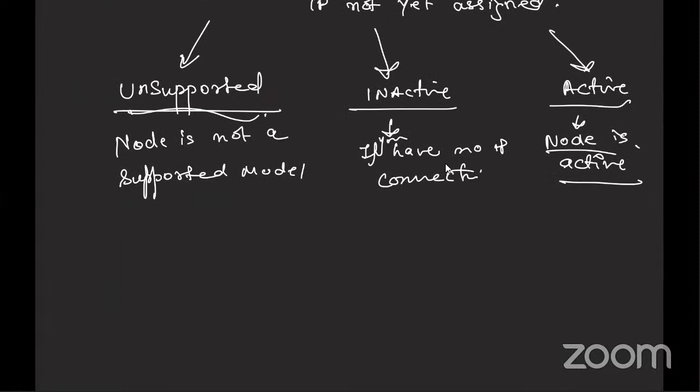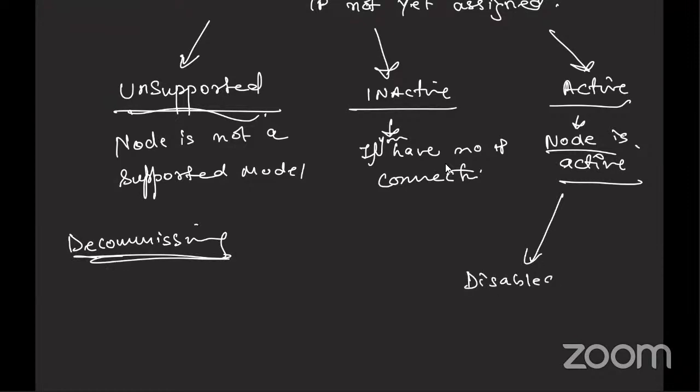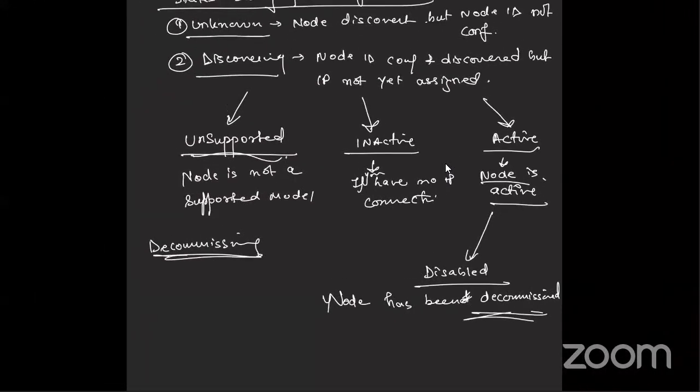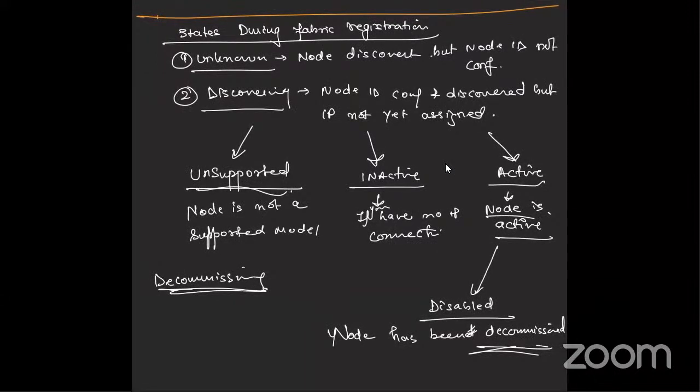Now, when you are doing the decommissioning, there is a state where from active, it can go to the disabled state, where the node has been decommissioned. Okay, so these are the different states in which your nodes can go, which are discovered. Now let's deep dive into the process where we are having the fabric discovery.